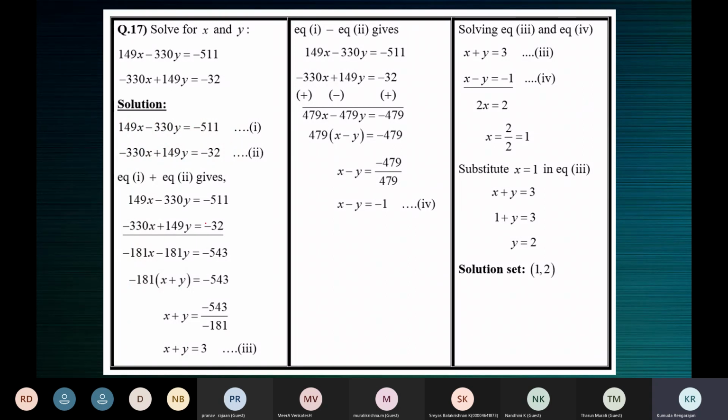Add the two equations. That means don't change the signs. Then subtract the two equations. That means change the signs: minus becomes plus, plus becomes minus, minus becomes plus. Change the signs and be careful. Minus 511 plus 32 is minus 479. Most of us have forgotten this minus.